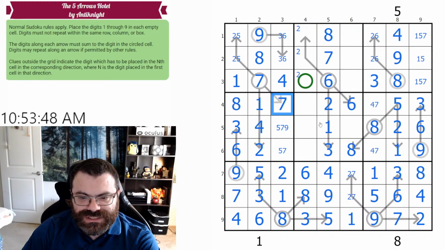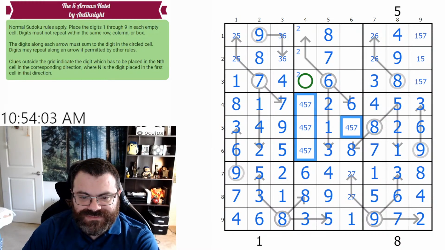Oh, the 7's duplicated there. That's 4 and 7. 5 and 9. Okay, so here we need 4, 5, 7, 9. So this is not 7, 5. Oh, this is a single. That's a 9. It's a full house there.